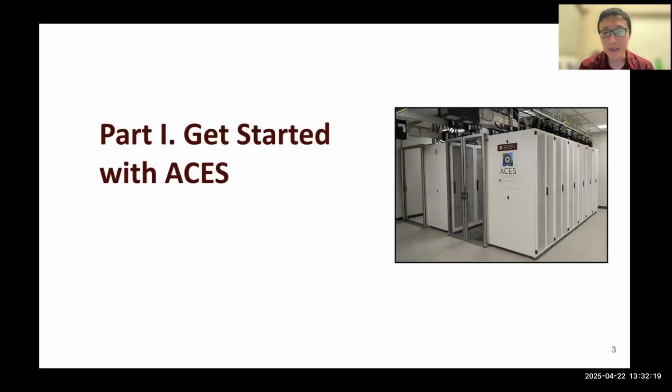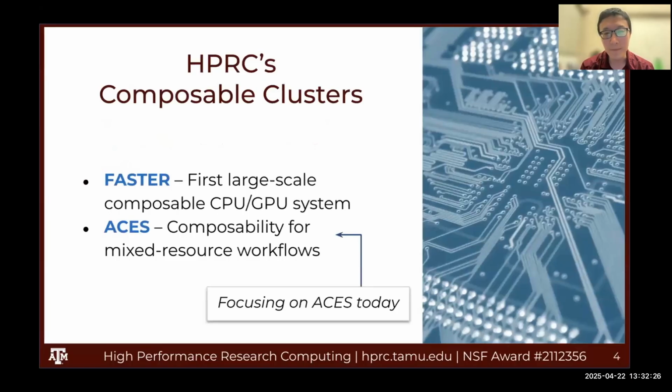So first, let's get started with the ACES. ACES is a computing system, and it's supported by the National Science Foundation through the NSF Award 2112356. It's one of the 2 composable clusters that we are currently running at HPRC. ACES is the primary focus for today, and the FASTER is another one. Both are funded by the National Science Foundation, and they have very similar structures, but different scales.